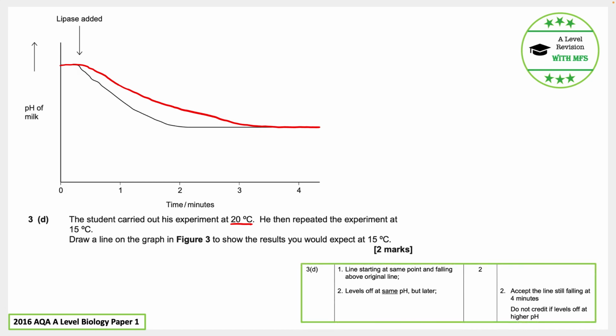Okay, if I show you the mark scheme for this question, it says line starting at same point and falling above original line, levels off at same pH but later.